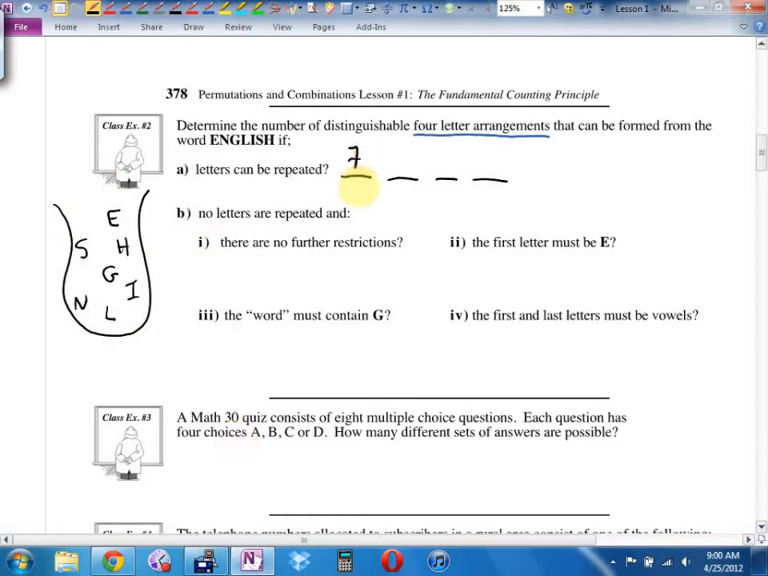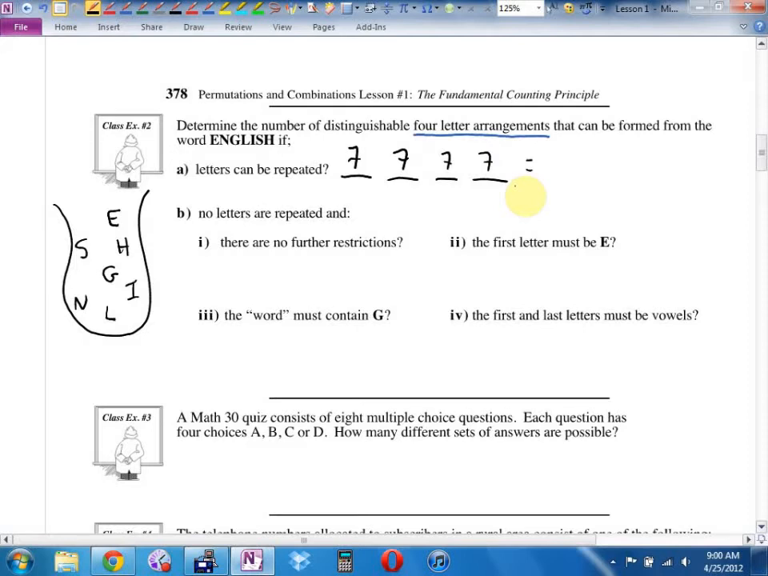So let's suppose it was an N. I throw it back in, shake it up. How many choices do I have for the second letter? Seven. How about for the third letter? How about for the fourth letter? You can go seven times seven times seven times seven, although there's an exponential method screaming out as a short. What is the answer? It's 49 squared.